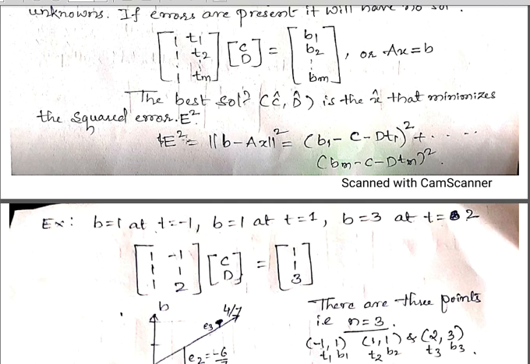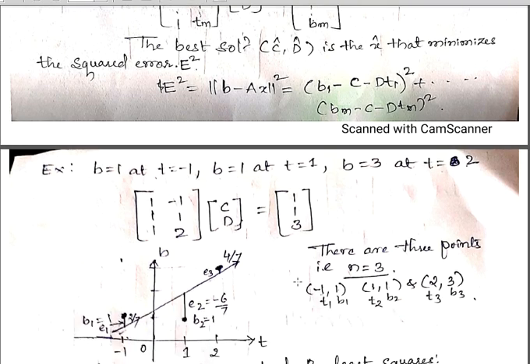The first T1 is -1, this is T2, the second one corresponding to B2, so 1 it is, and T3 is 2. And C and D are unknowns. The values of B's at the respective values of T's: first it is 1, second is also 1, and third one is 3. So 1, 1, 3. Now when we go for solving this one, we get equations like C - D = 1, and C + D = 1, and C + 2D = 3.